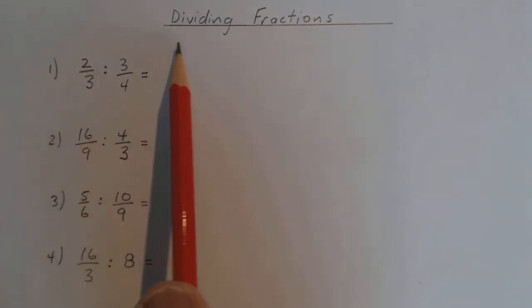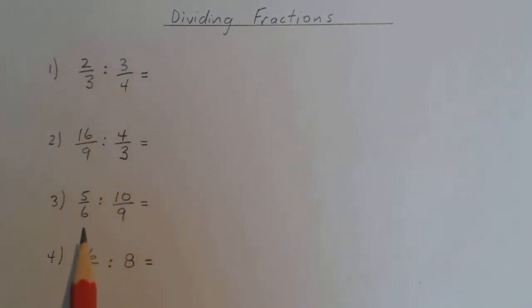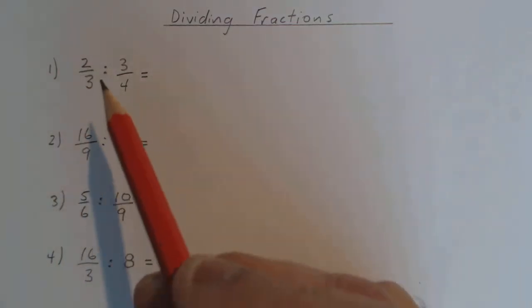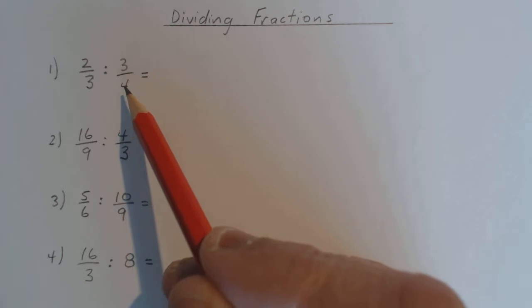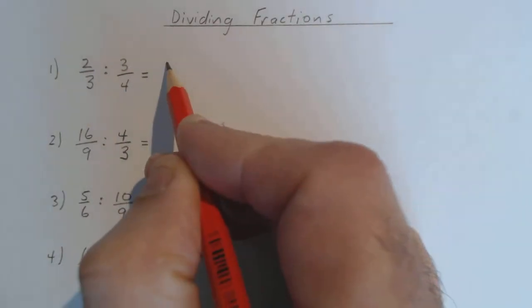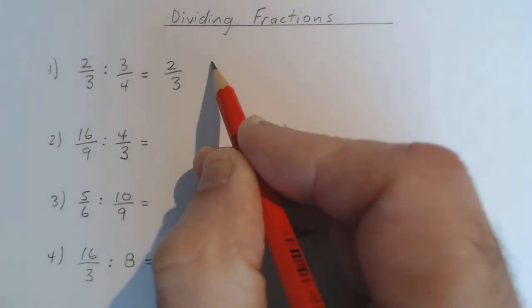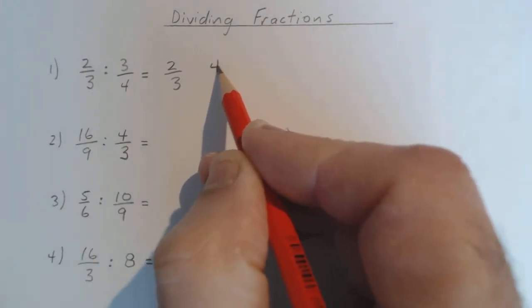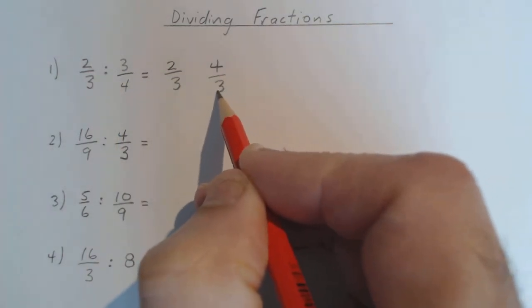Let's now have a look at dividing fractions. Now you can see the operation here, of course, is division. Now when we divide fractions, we take the second fraction, which is the fraction we are dividing by, and we turn it upside down. In other words, we take the reciprocal. So we go 2 over 3, and we turn the second fraction upside down. We take the reciprocal, so 3 over 4 becomes 4 over 3.